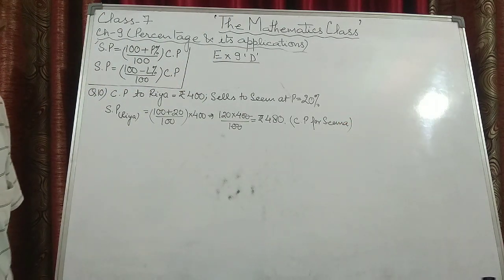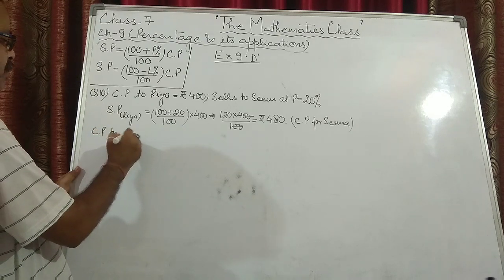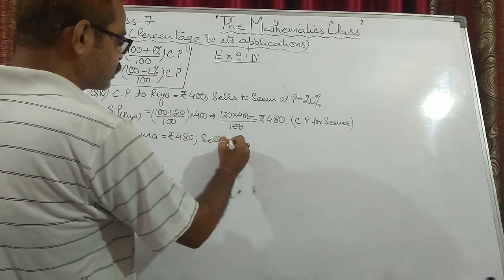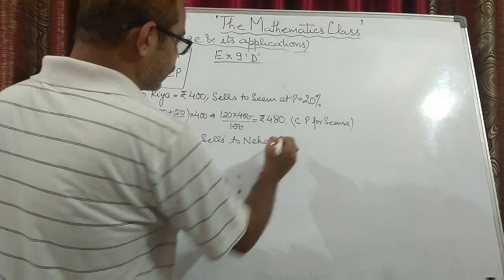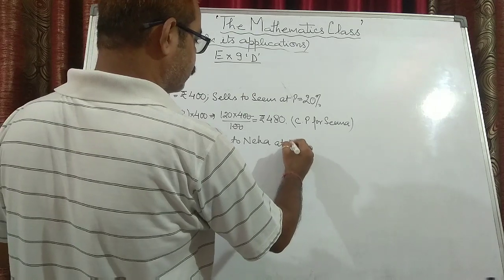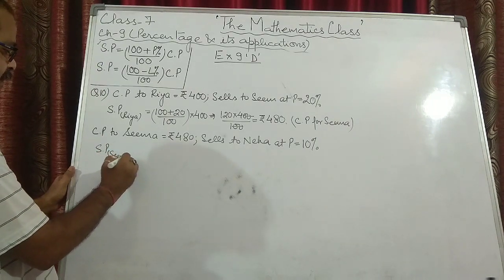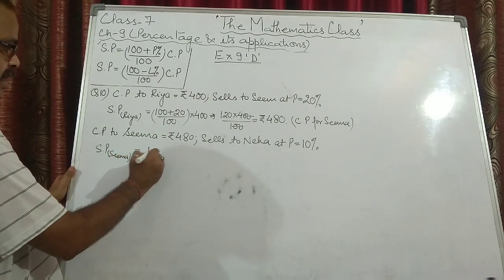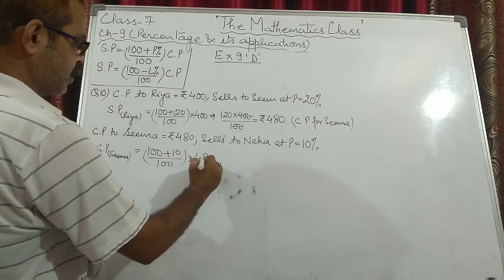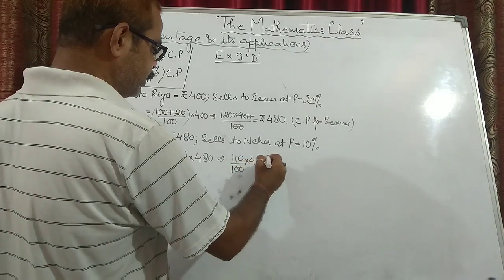Then further they say that Seema sells it to Neha. Now cost price to Seema we have got is rupees 480, and she sells it to Neha at a profit of 10%. She is making a profit of 10%. So we will find the selling price of Seema. Again the same formula we will be using, that is 100 plus 10% profit upon 100 into her CP, and her CP is rupees 480. That will become 110 upon 100 into 480.